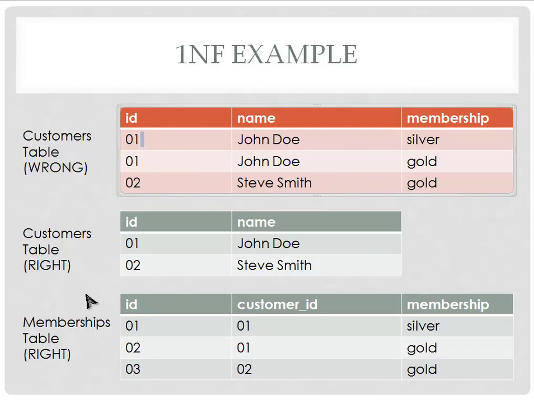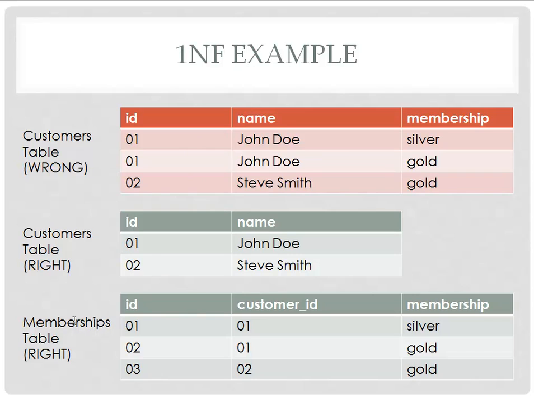Down here is the solution to this problem. The solution is to break this into two tables. One is the customers table, which just has the ID, which will be unique. It'll be the primary key of the customers table. You can see up here it repeats, so it's definitely not primary. It's not unique. And you can see we have two users, just like we do up here.